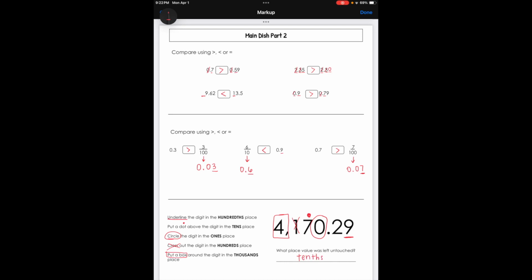All right, this time the place value that was left untouched was that 2, which is in the tenths place. Again, that THS is important. It tells us it is a decimal place value and not the normal tens whole number place value. You are good to move on to your dessert for today.